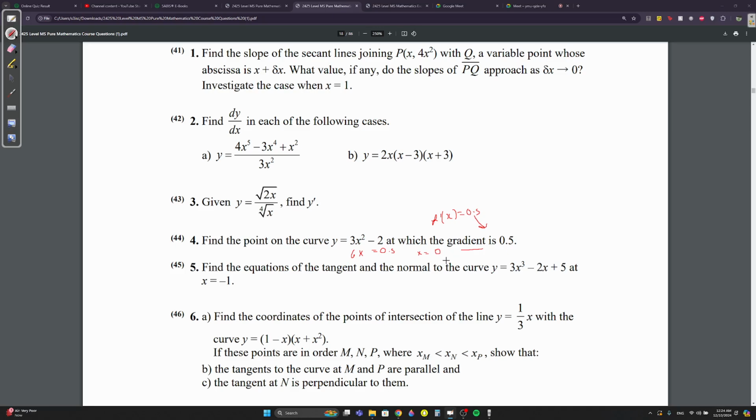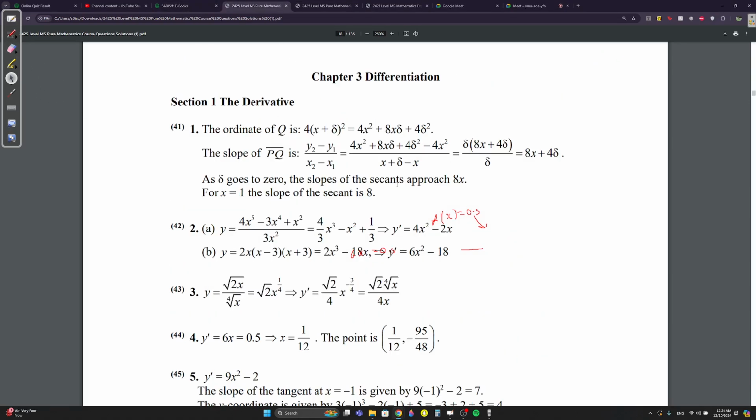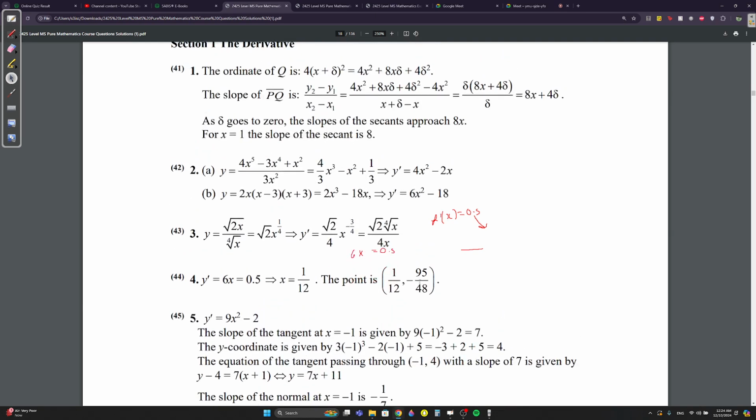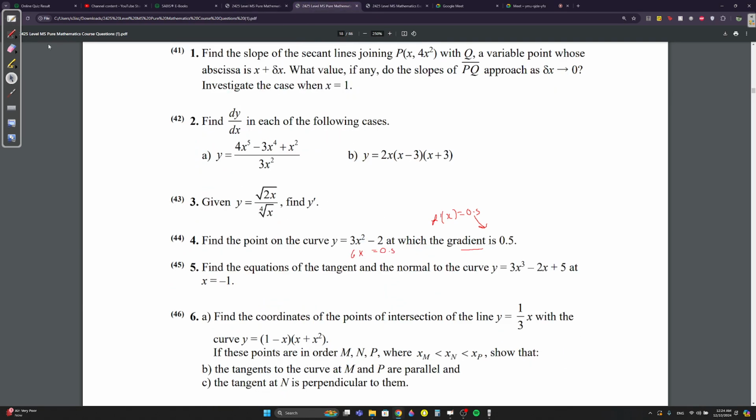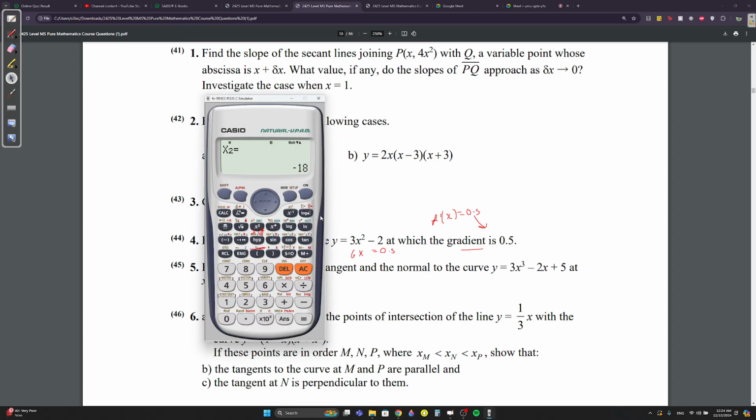1 over 12, so I don't know how much that is in decimal. 0.0875, I think. Yeah, they kept it as a fraction. They want the point. See how they said point? Point means x comma y. So how do you find the y? You just substitute 1 over 12 into your original equation. 3 times 1 over 12 squared minus 2. There you go.